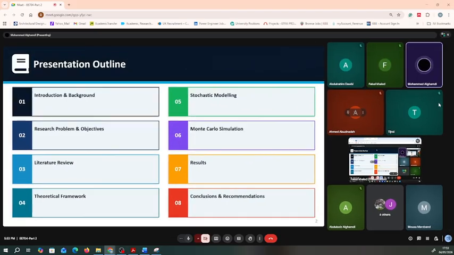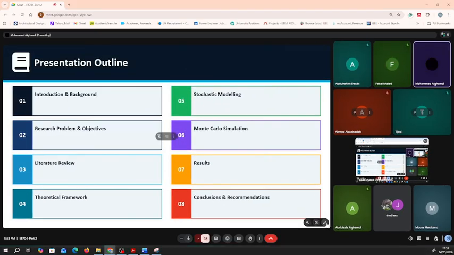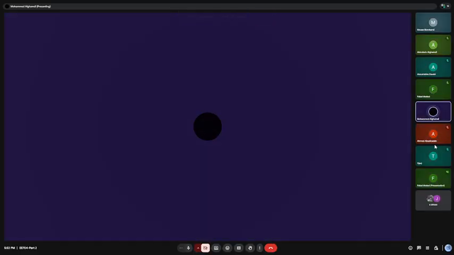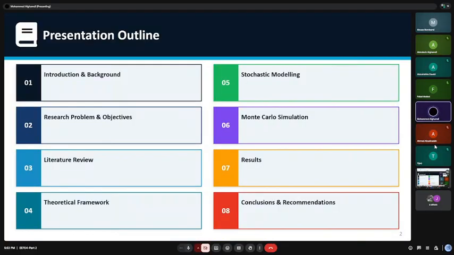The presentation almost covers 8 sections, as mentioned here. From introduction and background, we will identify the research problem and objectives. We will go through the literature review, the theoretical framework, what stochastic modeling we will use, and Monte Carlo simulation. Then we will finalize with the results and conclusion, inshallah.